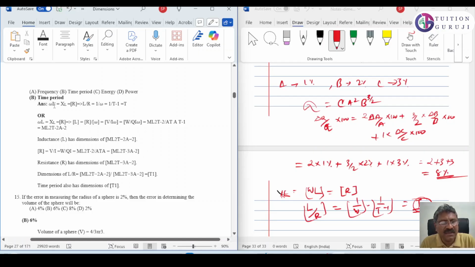So I am doing it the shortcut way because we know that XL is the resistance, which is omega L. From that we can find out L by R. The question is only about L by R, therefore we can find L by R directly.